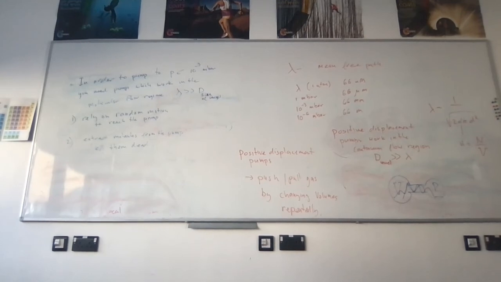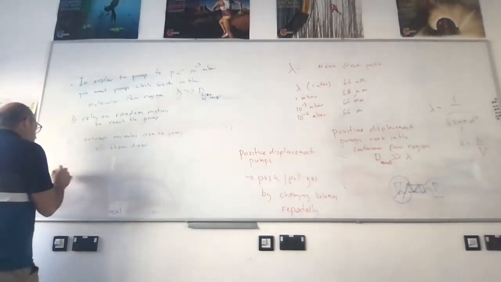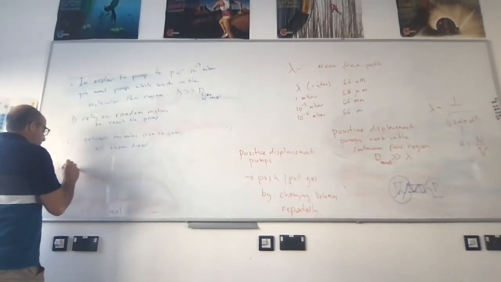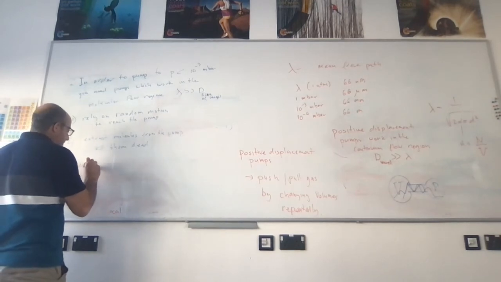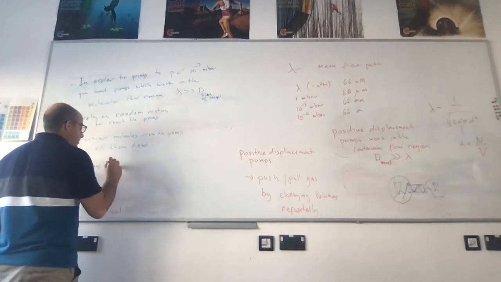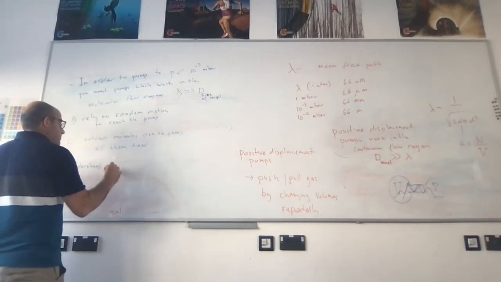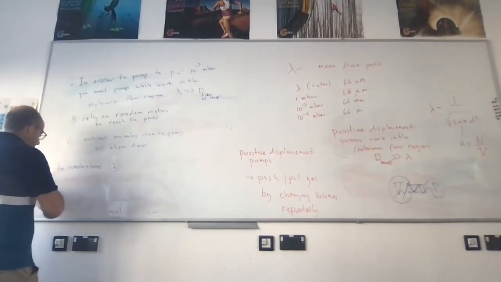So let's think about the first thing, which is relying on random motion to reach the pump. Okay. And then we'll talk about extracting molecules from the pump, or maybe killing them dead, probably in the beginning of next lesson. I want, in order to understand that, basically to understand one, so this is this random motion.